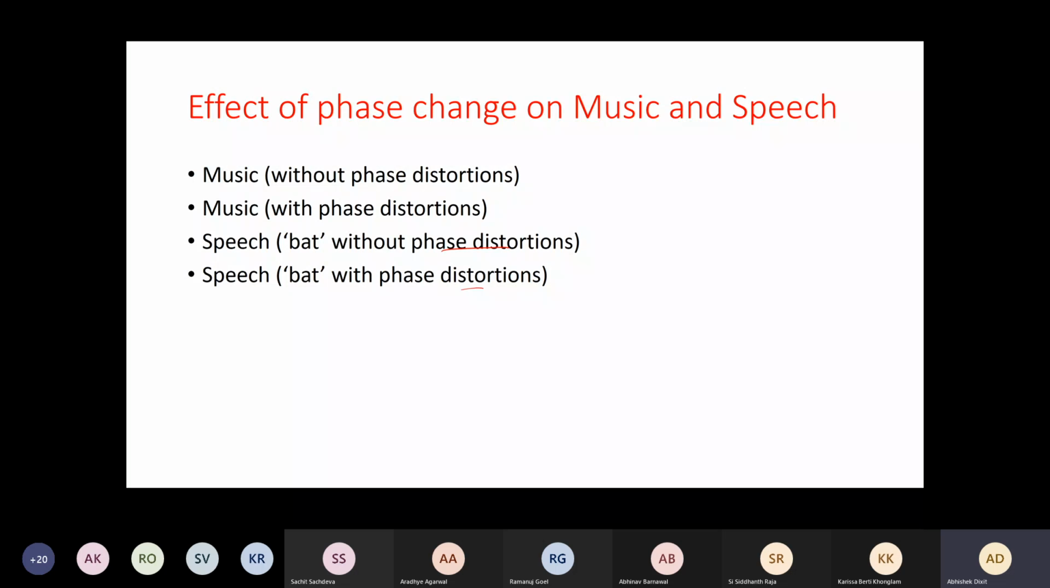Class, say aloud yes or no. Did you understand what we are doing? Yes, sir. Now look at the speech. Speech without phase distortions, speech as it is, and speech with phase distortions. Again, what you see is that even speech is comprehensible.